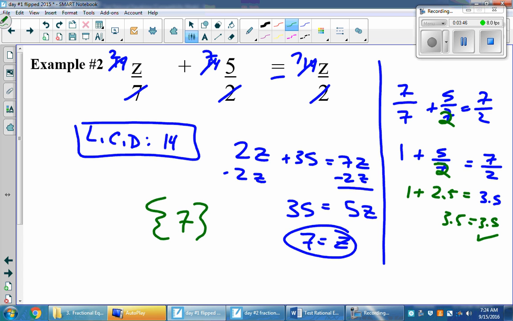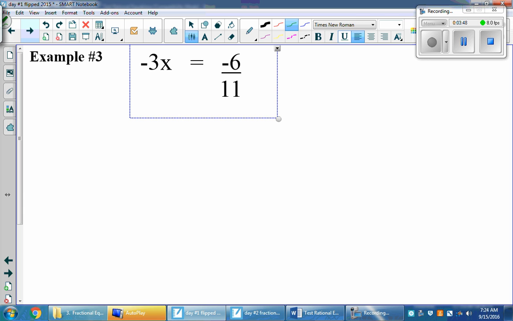All right, one more. So I have negative 3x equals negative 6 over 11. Again, it's a fractional equation. I see a fraction right here and an equal sign. This one, I'm going to put it over 1. Let's go back to middle school. How do we solve two fractions equal to each other? Good. Cross multiply. So I get negative 33x equals negative 6.